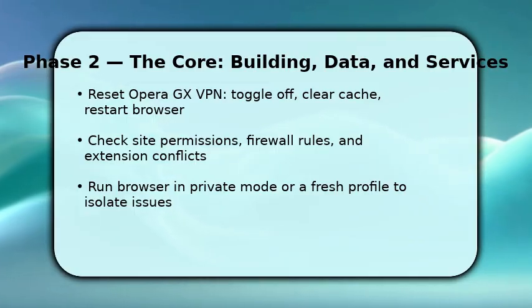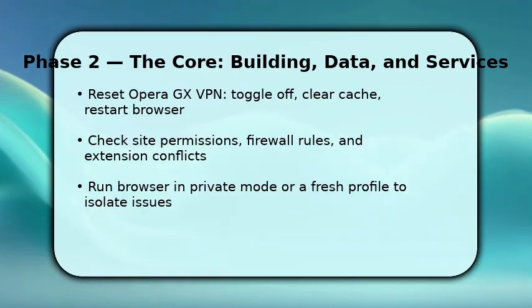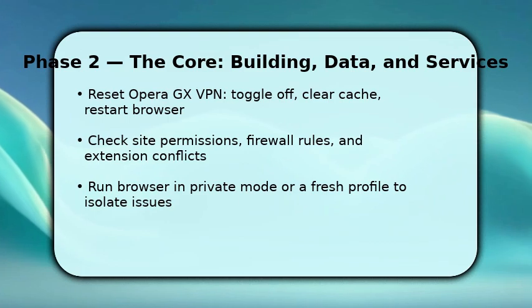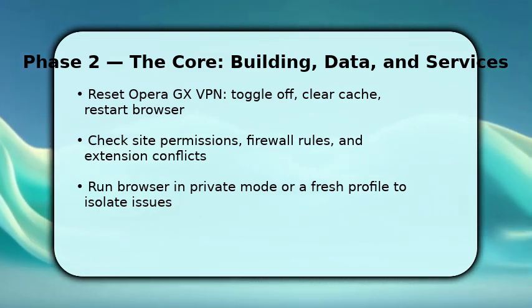Disable extensions one by one. Extensions often intercept network calls. If necessary, create a fresh browser profile or use private mode to see if your profile data is corrupt. Once you identify the conflict, re-enable safe extensions and reapply the VPN setting to confirm success.